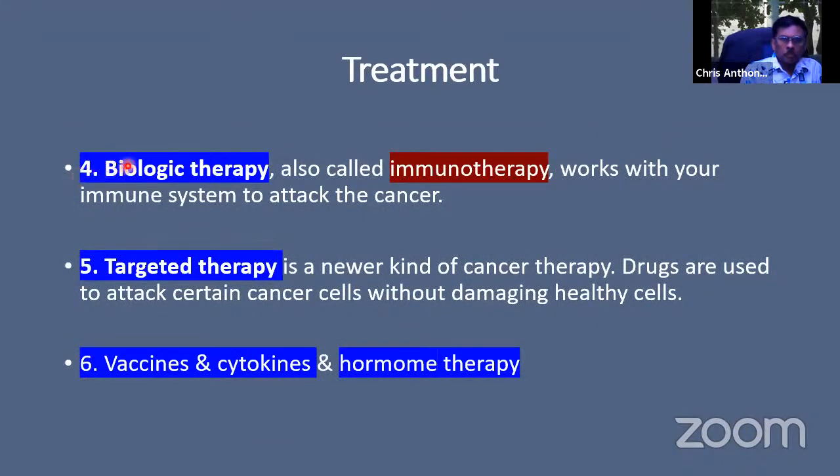The other modes of treatment include biological therapy, also known as immunotherapy, which works with the immune system of the body to attack the cancer cells. Then the targeted therapy, where drugs are used to attack certain cancer cells without damaging the healthy cells. Then the use of vaccines and cytokines and sometimes hormonal therapy. These are all different modalities of treatment, new modalities of treatment that are reserved for more advanced cancers.